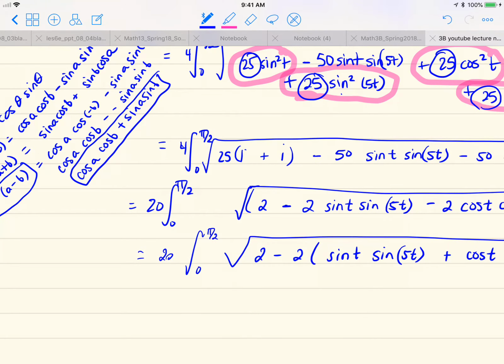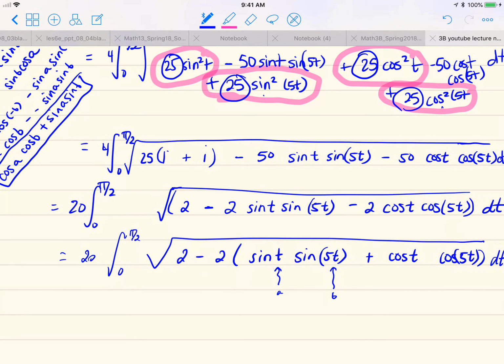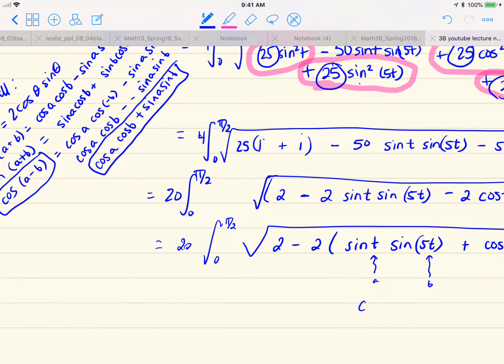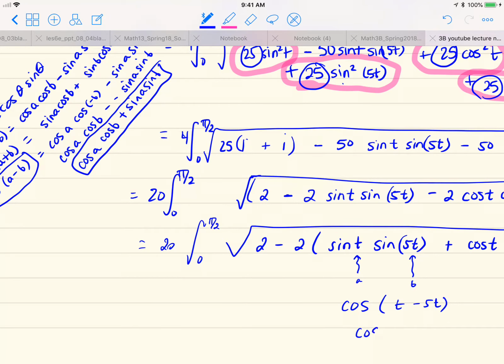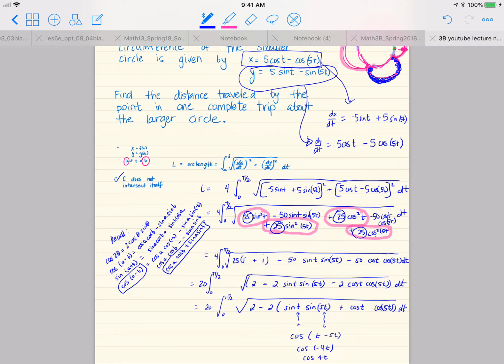So we've got cosine of a minus b is equal to cosine a cosine b plus sine a sine b. So our a is going to be t, and our b is going to be 5t, right? So we should replace this with cosine of a minus b, t minus 5t, which is the same thing as cosine of negative 4t. But remember, that's just going to be the same thing as cosine of 4t. Okay, so let's go ahead and write this on a new page. So we need 2 minus 2 cosine 4t, square root, integrated from 0 to 2 pi, and multiply it by 20.